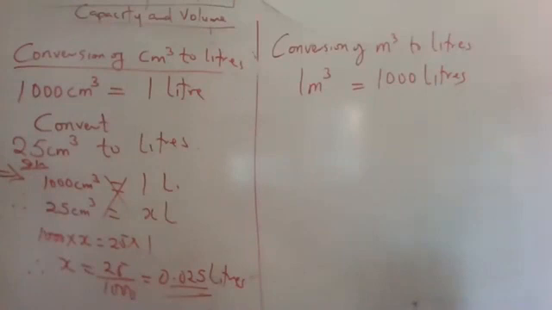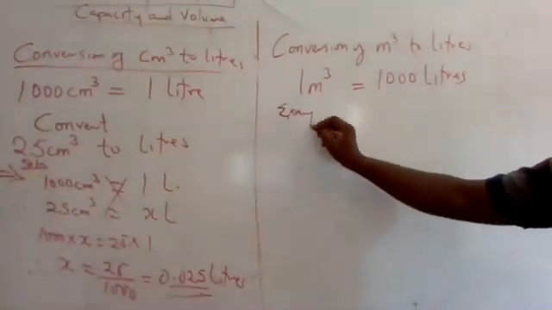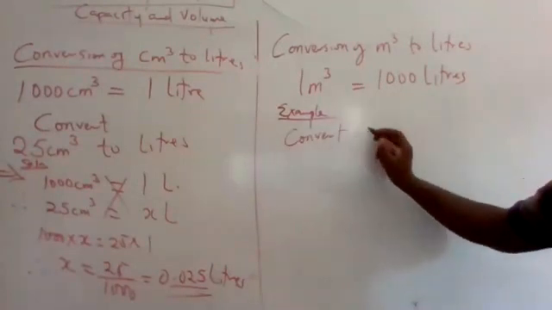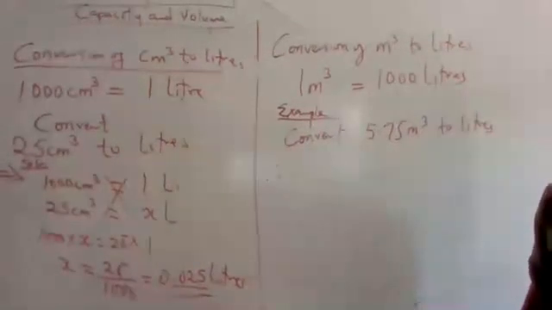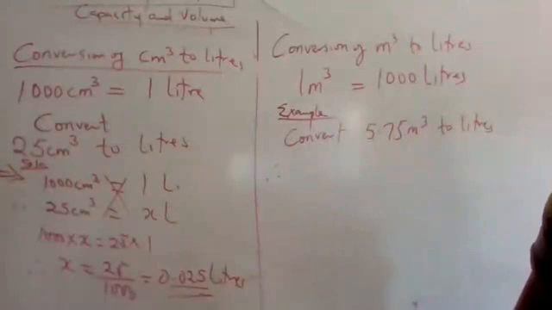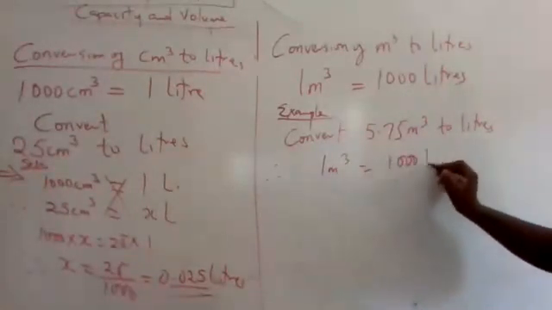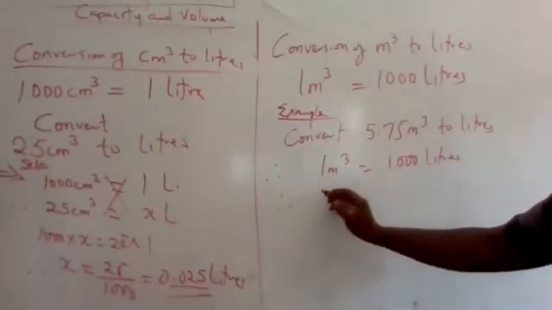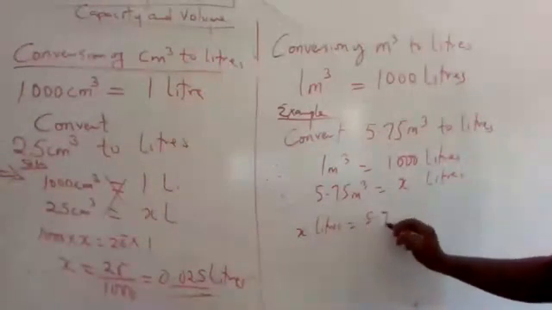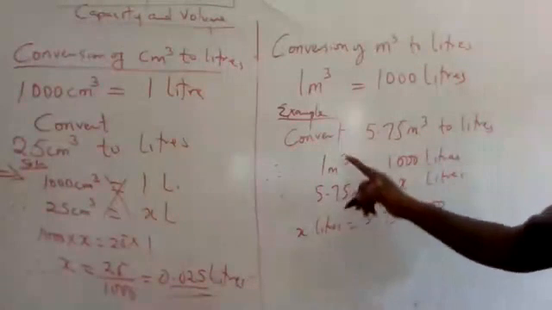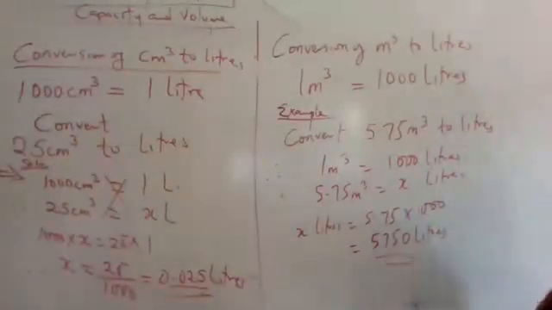So that would mean that if you are told to convert, for example, as an illustration, 5.75 meter cube to liter, what would that be? In this case, you are doing conversion of volume to capacity or capacity to volume. You just recall that 1 meter cube is equal to 1,000 liters. So therefore, 5.75 meter cube will be equal to X liters. Cross multiplying, X liters is equivalent to 5.75 times 1,000. So that would be 5750. It's as simple as that.